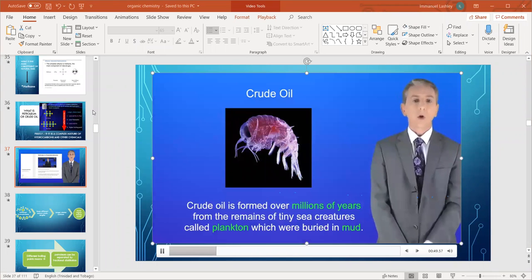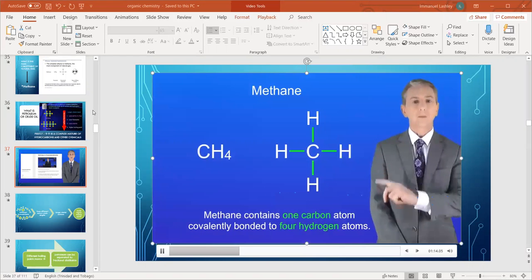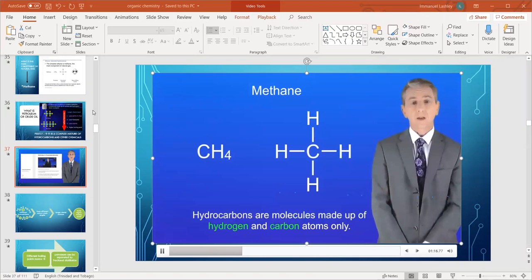In this video, we're going to look at the molecules that we find in crude oil. Now, crude oil is a mixture of molecules called hydrocarbons. I'm showing you here one of the hydrocarbons in crude oil. This hydrocarbon is called methane, and it has a formula CH4. We can see that methane contains 1 carbon atom covalently bonded to 4 hydrogen atoms. The covalent bonds are shown by these lines between the atoms. As we said, methane is a hydrocarbon, and I'm showing you the definition of a hydrocarbon here. It's really important that you learn this definition. Hydrocarbons are molecules made up of hydrogen and carbon atoms only.